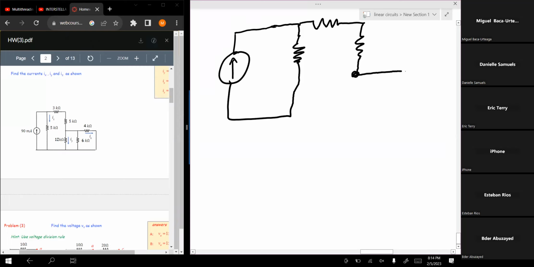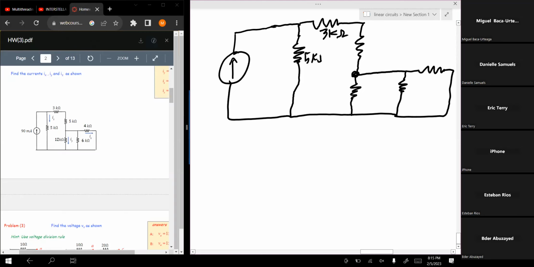Okay, let's see. Here we have 3 kilo ohms, 5 kilo ohms, 5 kilo ohms, 12 kilo ohms, 6 kilo ohms, and 4 kilo ohms. So we have current flowing through here, here, and here. This is going to use something called the current division method. This is going to be IZ.